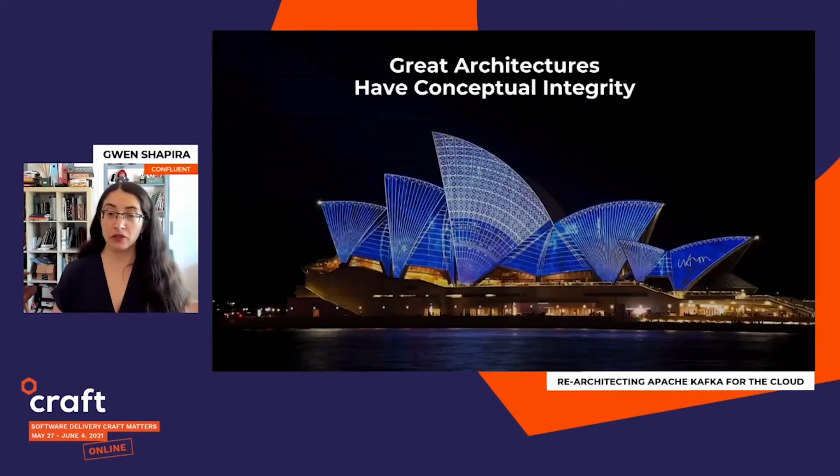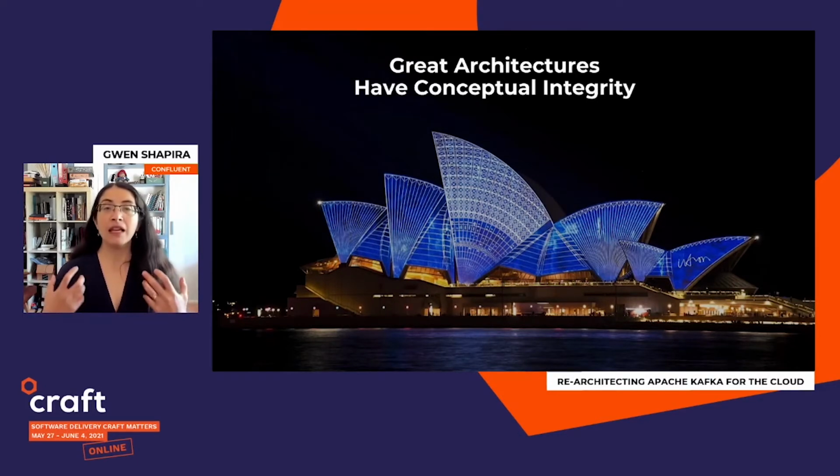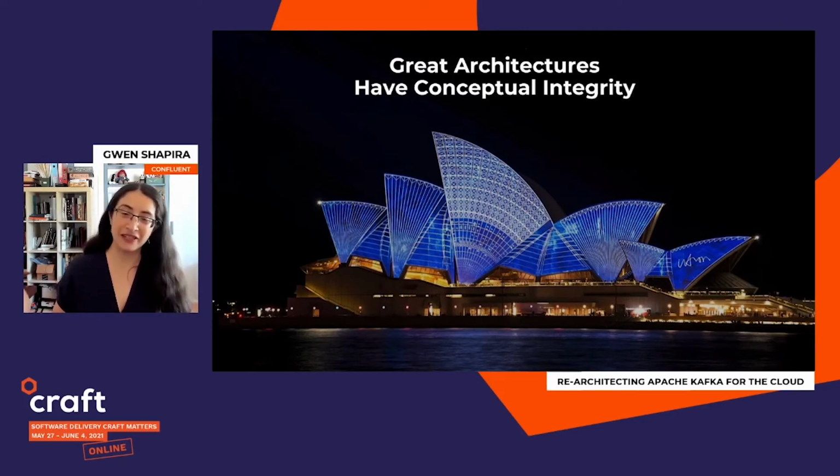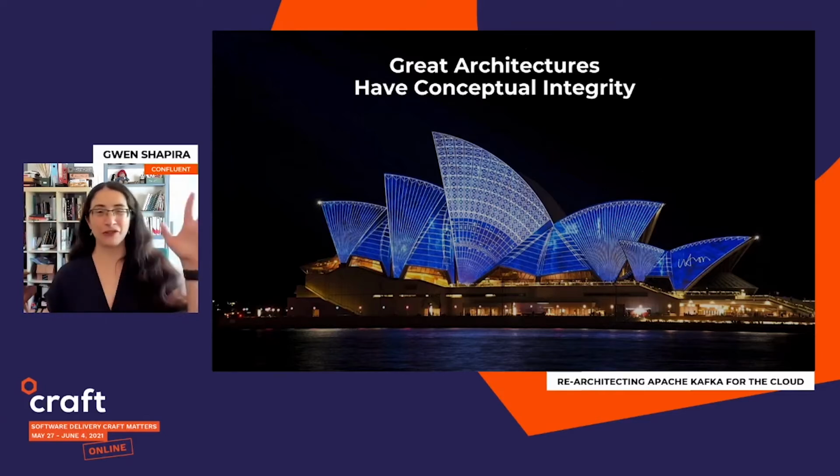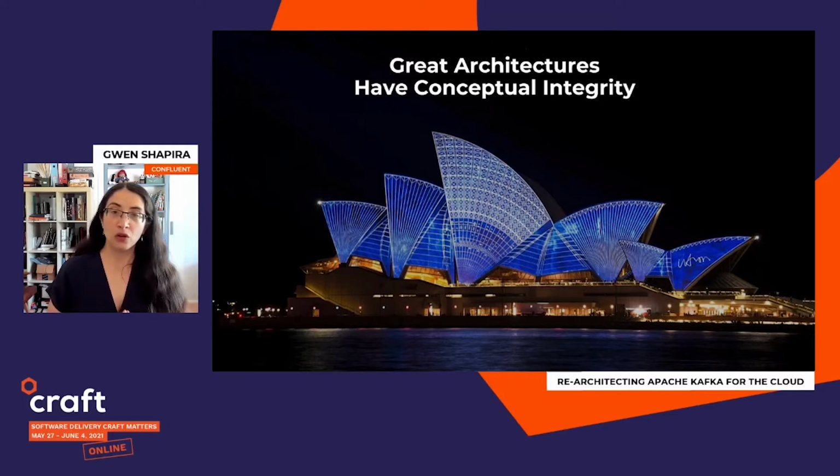So we really wanted all those new modern capabilities that we know and love from the cloud. We really wanted to bring them into Apache Kafka. But we cannot just take an existing system that has served us so well for over 10 years and start slapping a bunch of random features on top. That is not going to work. The reason it's not going to work is that we know what we love in Kafka. And part of it is that Kafka has conceptual integrity.